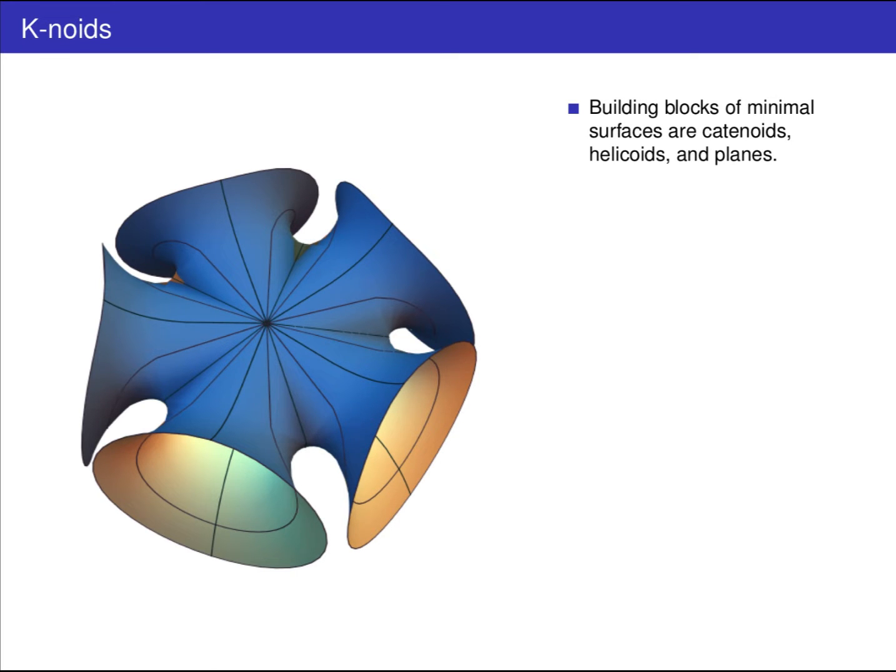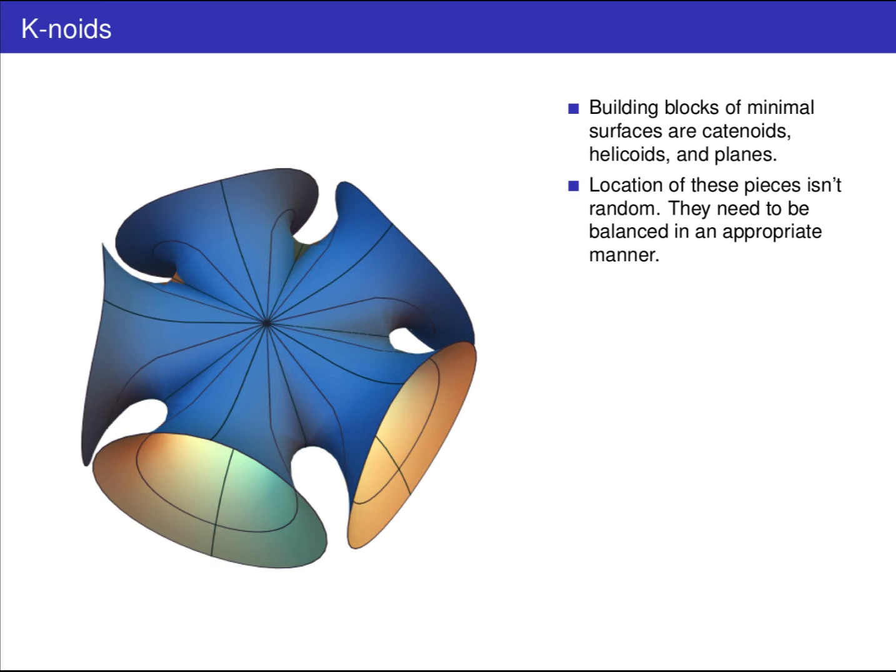One thing to note is that building blocks of minimal surfaces typically are given by the catenoids, helicoids, and planes. So here's this k-noid, a 5-noid, where I'm taking this surface and combining 5 different catenoid ends together in a surface. The location of the different pieces, in this case the 5 catenoid ends, isn't random. They need to be balanced in an appropriate manner. So in this case, the catenoid ends of the k-noid are located at the kth roots of unity.